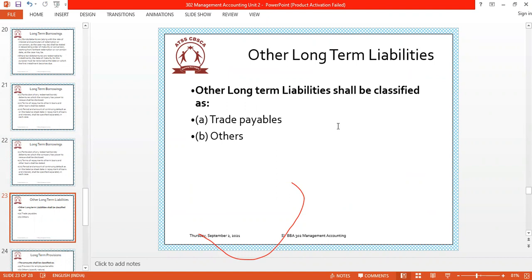Other long-term liabilities shall be classified as trade payables, others. So we have other long-term borrowings or long-term liabilities. What are these? That we have taken loans, but under a different category, that is trade payables and others. What is trade payables? When you are borrowing money from suppliers for the purpose of raw material, that will come under the category of long-term liabilities, trade payables. Next.